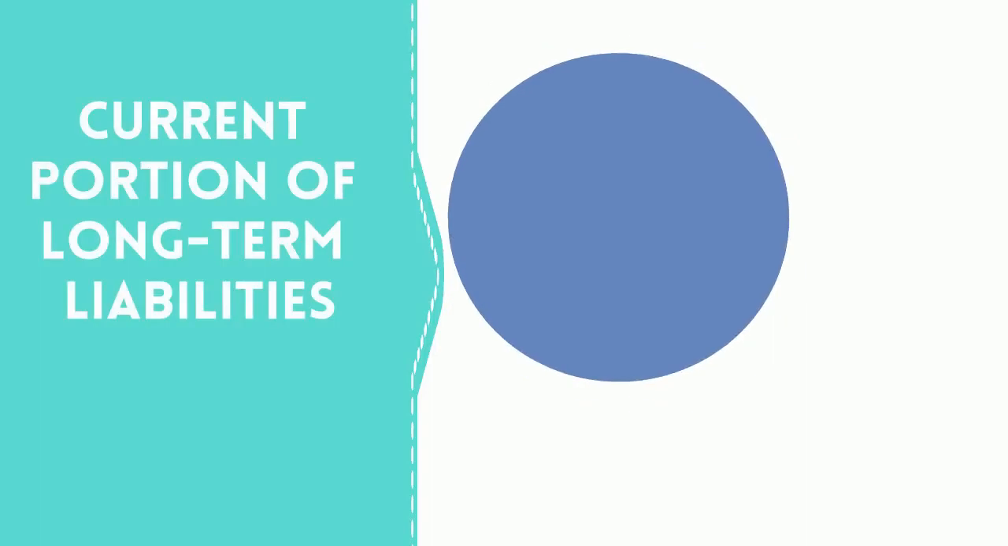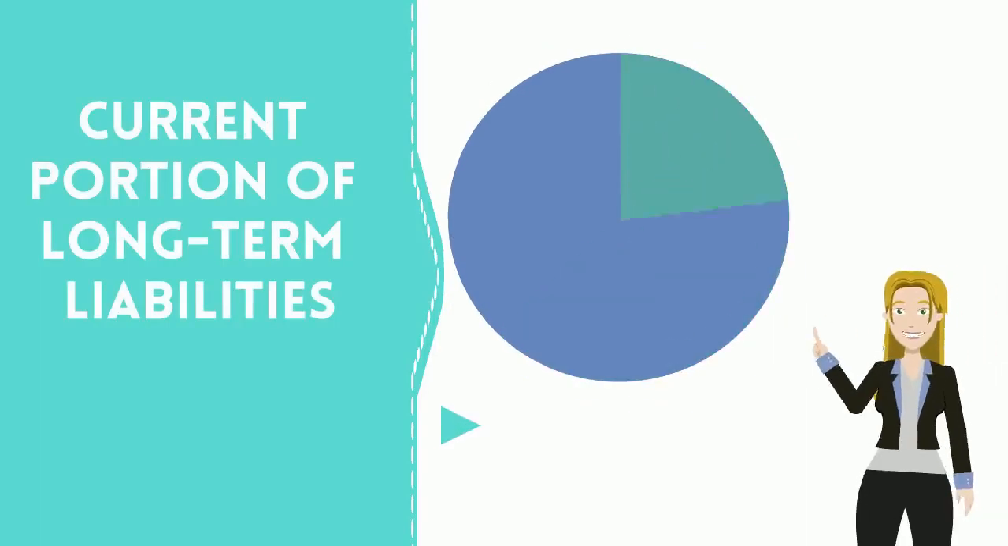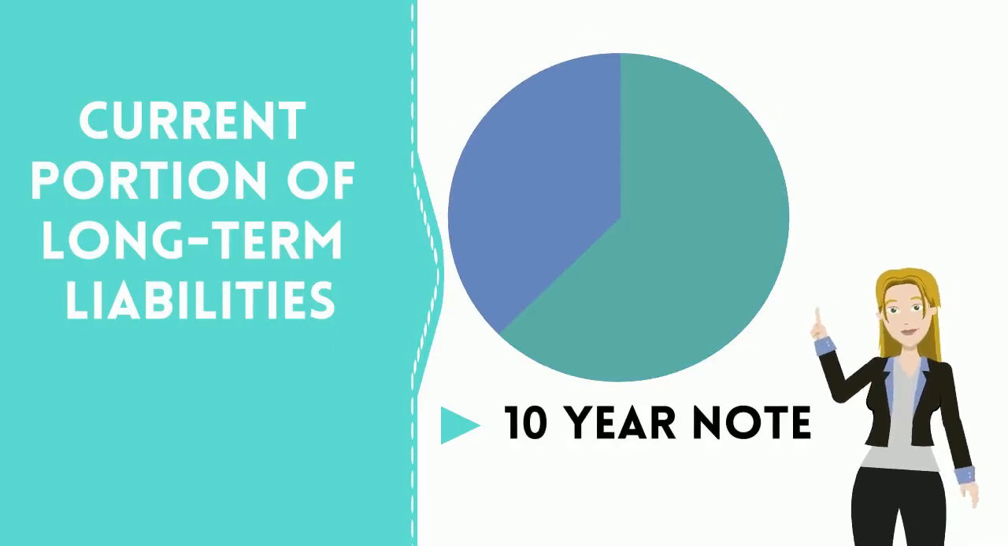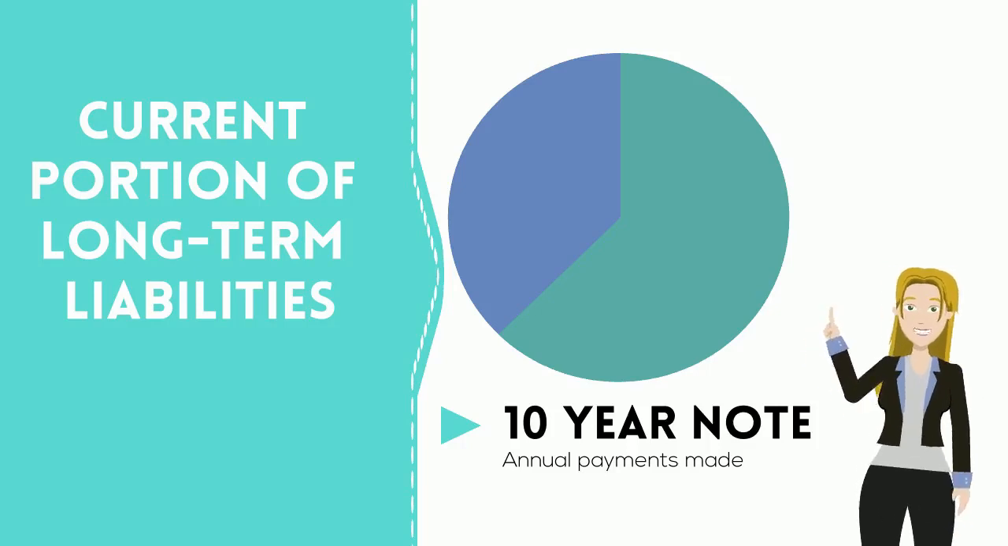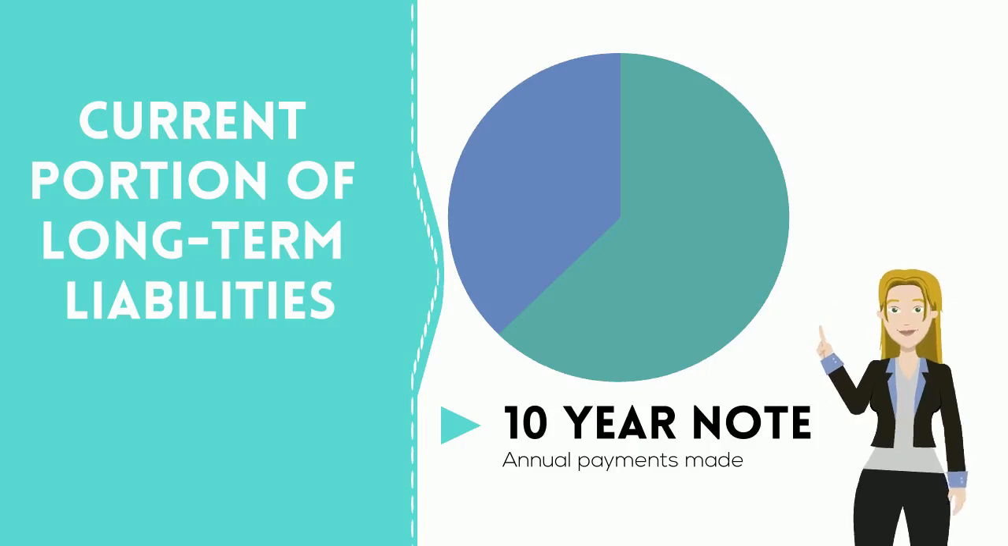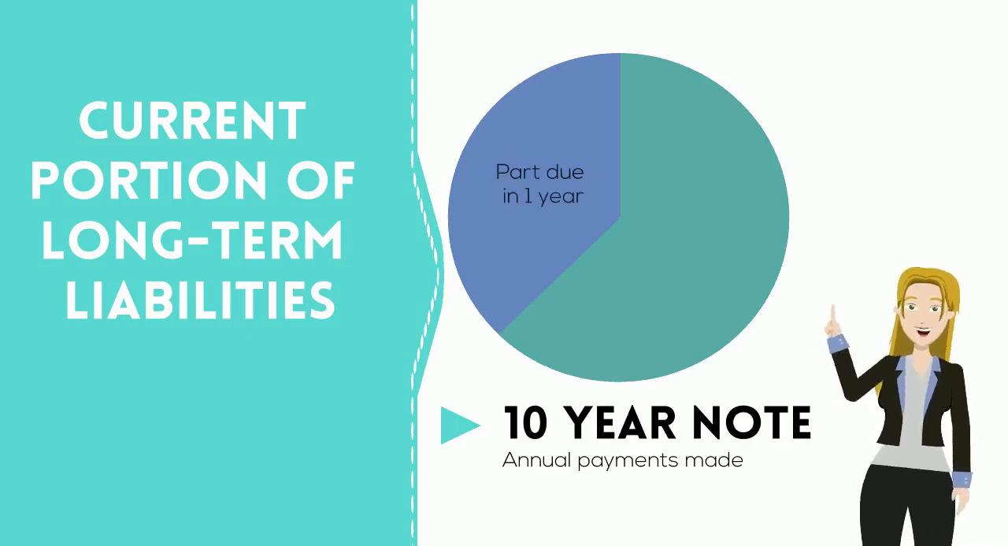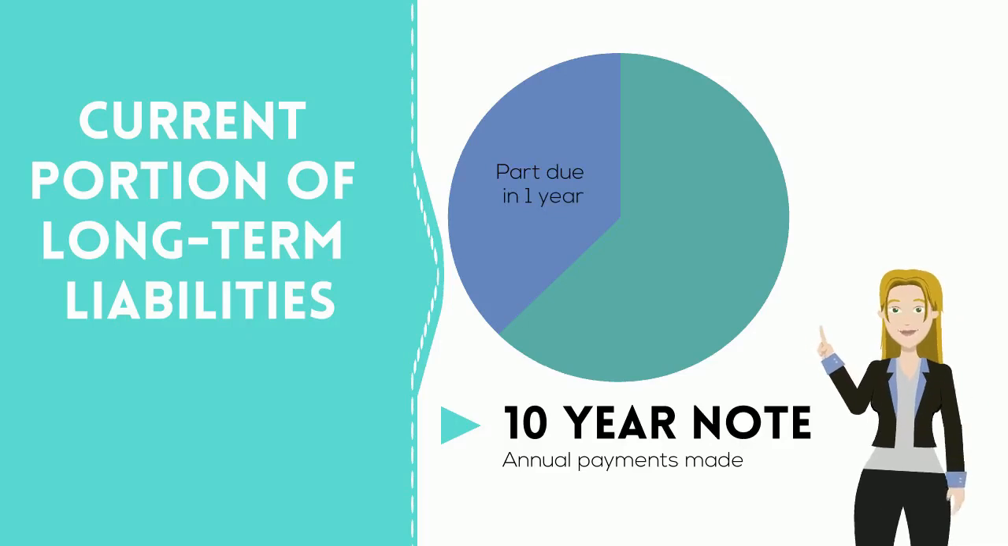One other current liability actually deals with long-term liabilities. Let's say we have a 10-year note on our books. This note is paid in annual installment payments. That means when we make up our financial statements at the end of each year, we will owe one payment within the next fiscal year. Therefore, 1 year's principal would need to be reclassified as a current liability, as it would be paid within the next 1 year. The rest of the amount due on the note would remain in long-term liabilities.